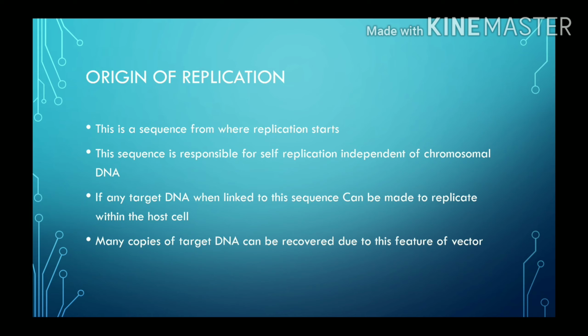First feature, origin of replication. This is the sequence from where the replication starts. This sequence is responsible for self-replication independent of chromosomal DNA. Any target DNA that is linked to this sequence can be made to replicate within the host cell. Many copies of target DNA can be recovered due to this feature of the vector.